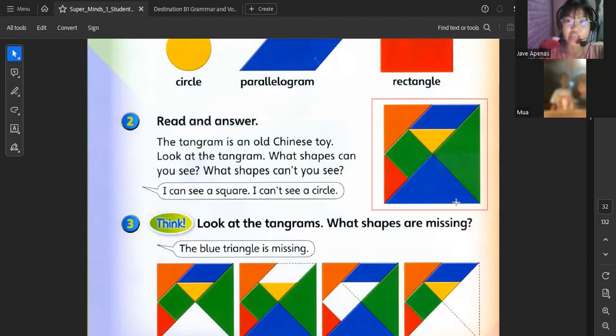Square. Okay, can you put a check mark on the square? Which one is the square shape there? What color is it? Okay, what color is the shape of the square? Green, that's right. This one, right? Yeah, that's square. Okay, now you say, I can see a square. What else? Aside from a square shape, what else can you see?